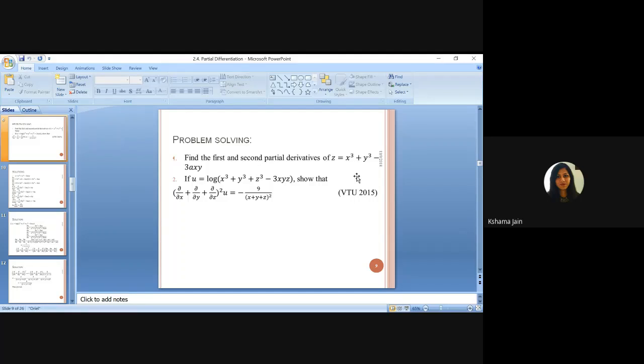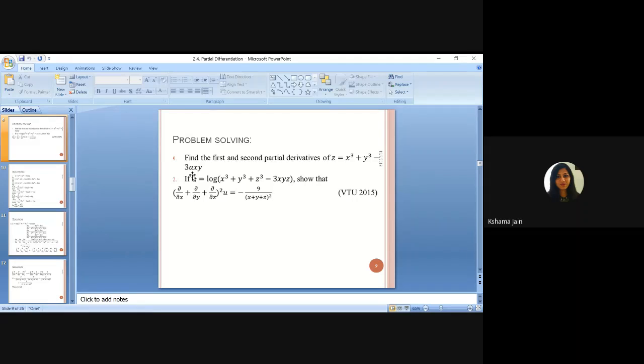So remember, when you are differentiating partially with respect to x, then y will be treated as constant. Always remember. And when you are differentiating partially with respect to y, that time x will be treated as constant. Okay. So if we need to find out the first derivative, del z by del x will be 3x square plus 0 minus 3ay, and del z by del y is 0 plus 3y square minus 3ax.